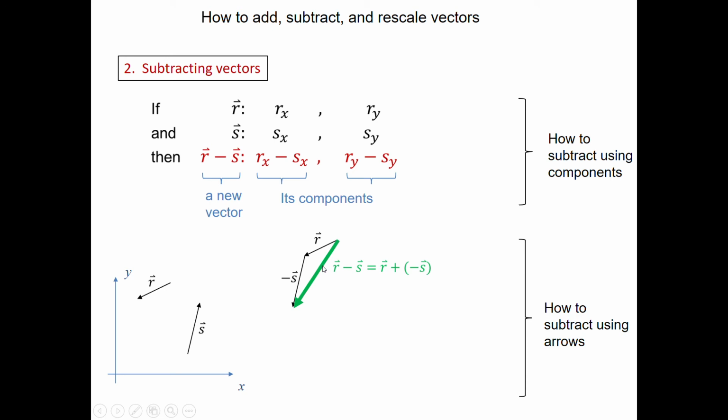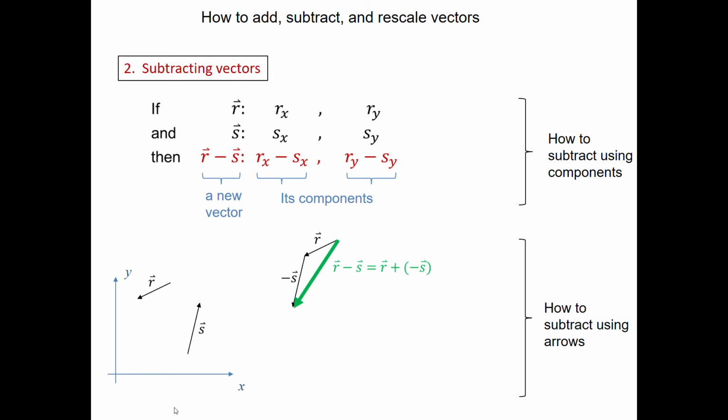Now, how do we do it with arrows? So again, here are my randomly chosen r and s vectors. How would I draw a picture of r minus s? Well, one way to do it is based on the tip to tail method. What we're going to do is define the vector minus s. Just like when you say, I want to compute 7 minus 3. Well, that's the same thing as 7 plus negative 3. We're going to do the same kind of trick here. The vector minus s is a vector that has the same length but goes in the opposite direction from s. Right?